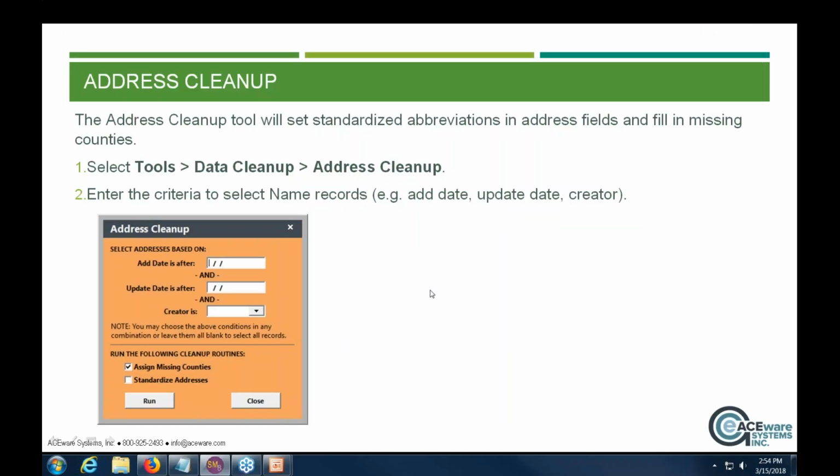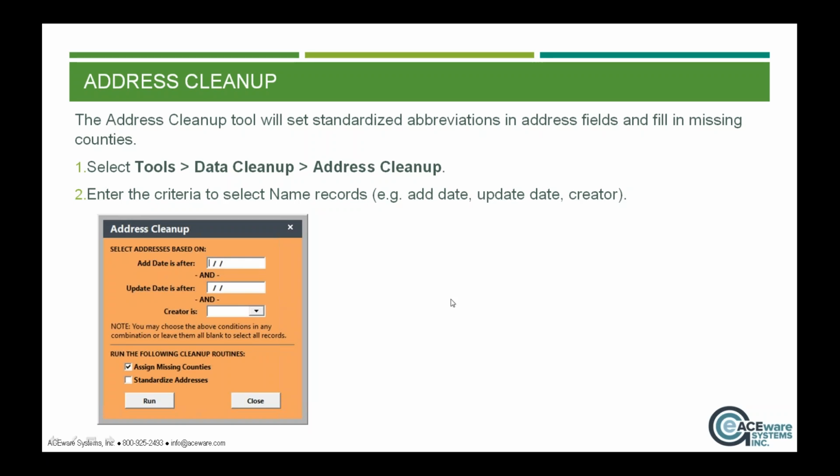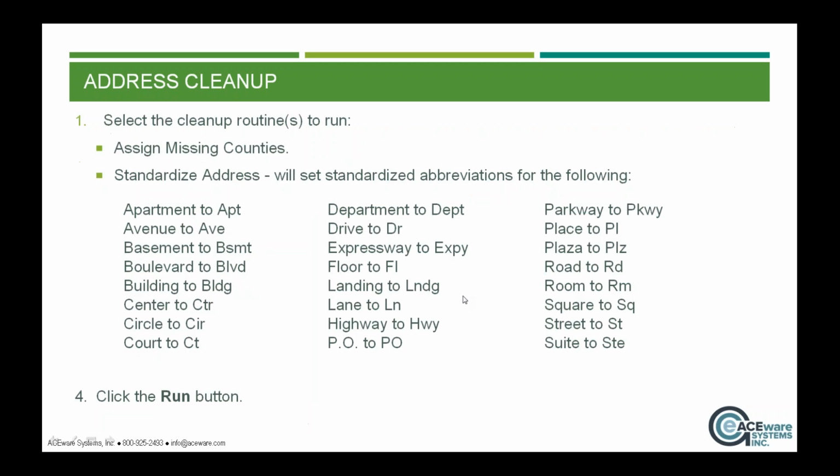Again, if you're using counties, and as mentioned before, you can do this based on add dates or update dates. Creator gives you those options. This is the list, again, of what the Postal Service says they'd like, as opposed to what maybe you type in or what somebody on the web types in.